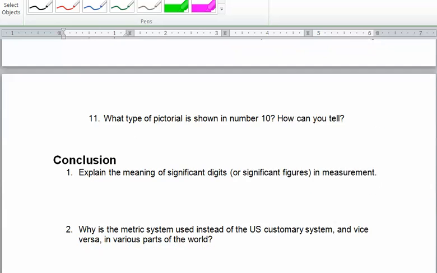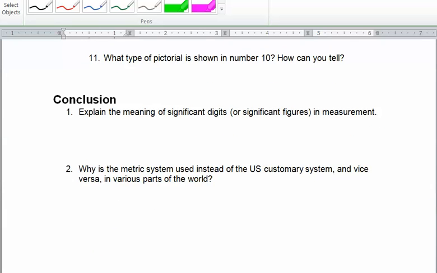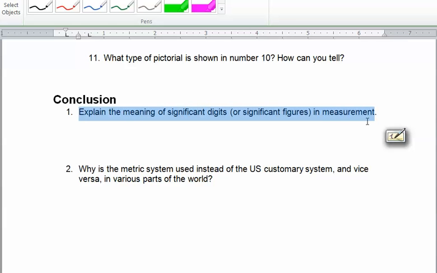Because I'm going to real quickly look at this. Remember, I didn't care about this meaning of significant digits or measurement. That question I said you didn't have to deal with. So down here, why is the metric system used instead of the U.S. customary system and vice versa in various parts of the world?